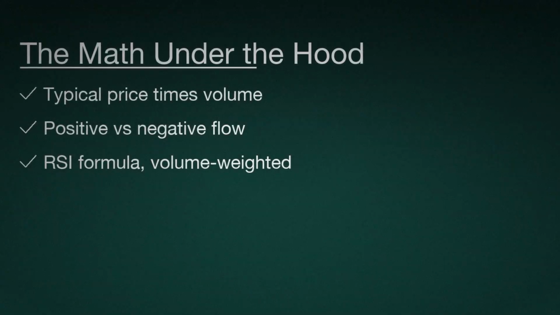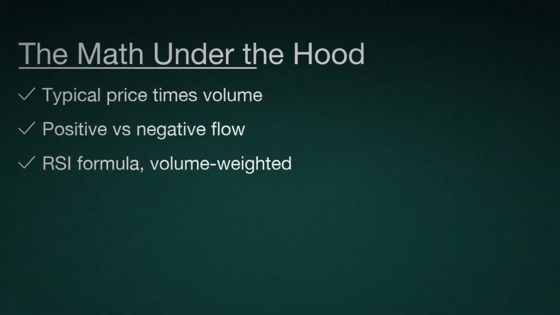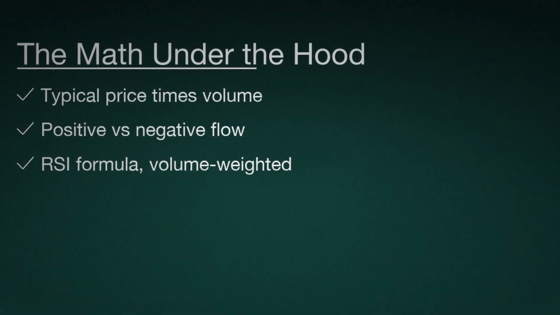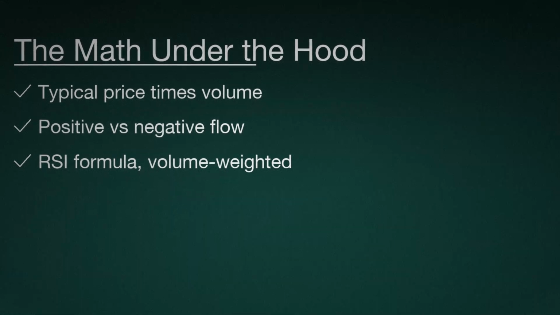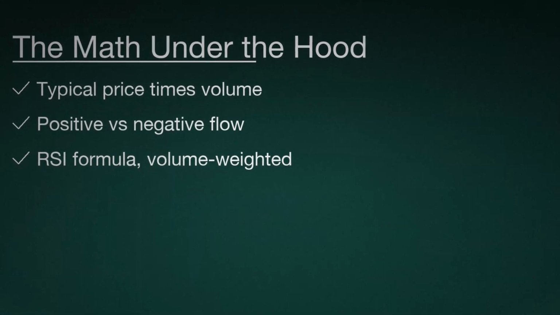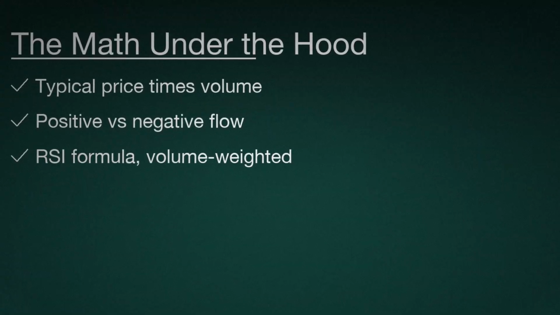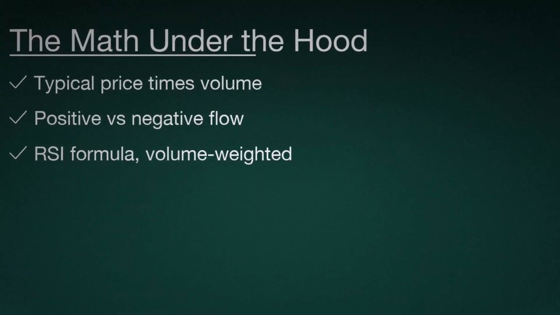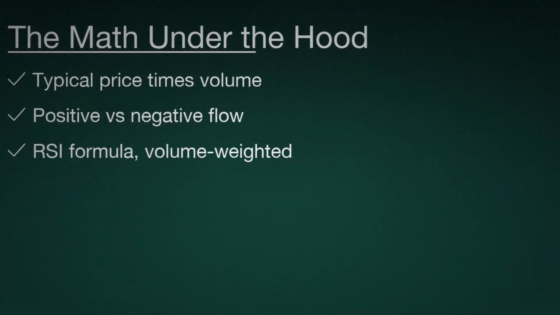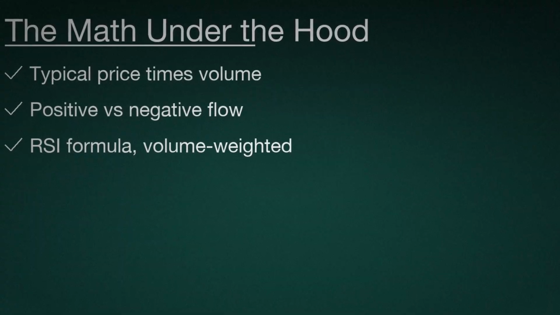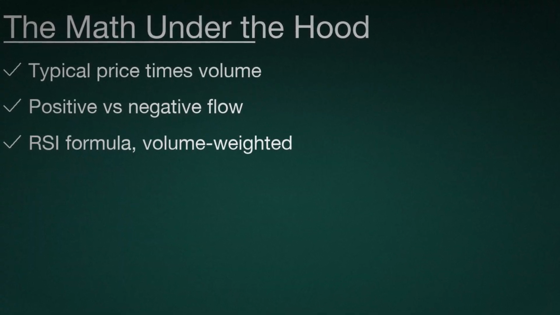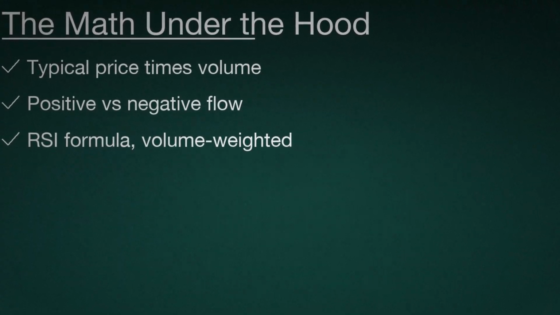MFI starts with the typical price: high plus low plus close divided by 3. Multiply that by volume and you get raw money flow. If today's typical price is up versus yesterday, it's positive flow. Down, it's negative flow. Sum each over 14 periods, take the ratio, and plug it into the same 100 minus 100 over 1 plus ratio formula RSI uses. Same chassis, but every tick is weighted by the dollars behind it.